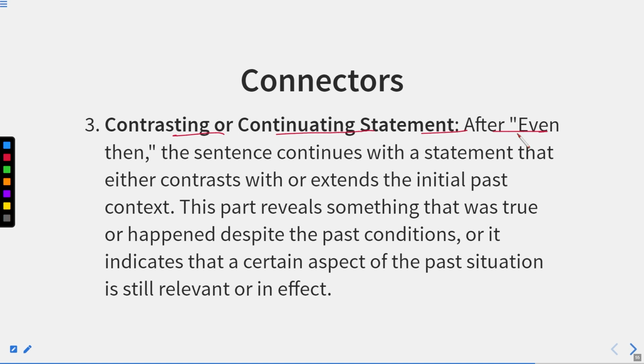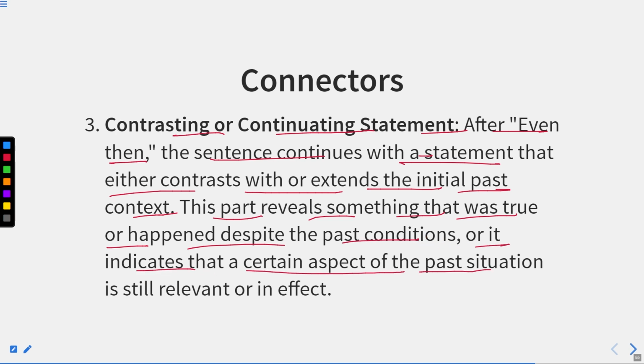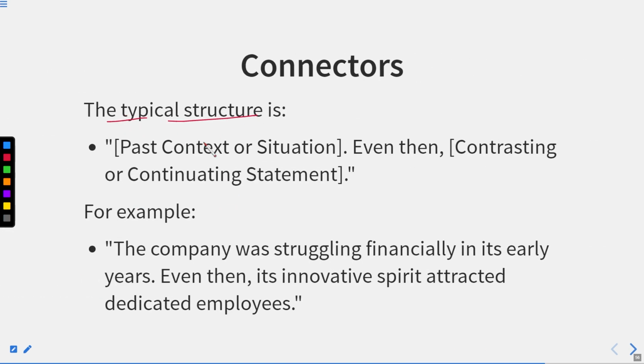Contrasting or continuing a statement. After "even then," the sentence continues with a statement that either contrasts with or expands on the initial past context. This part reveals something that was true or happened despite the past conditions, or it indicates that a certain aspect of the past situation is still relevant or in effect. The typical structure is: past context or situation, followed by "even then," and then a contrasting or continuing statement.